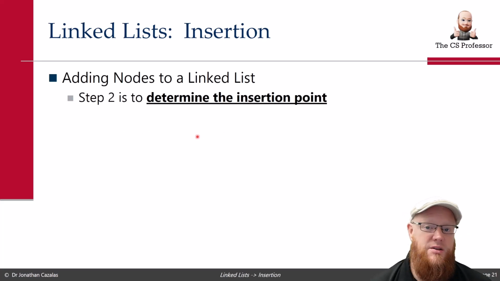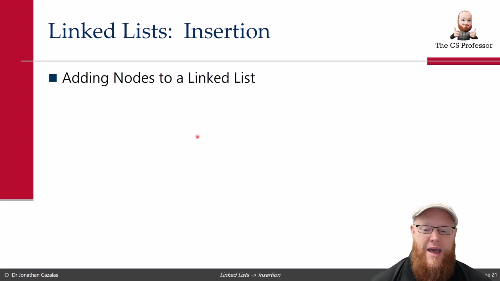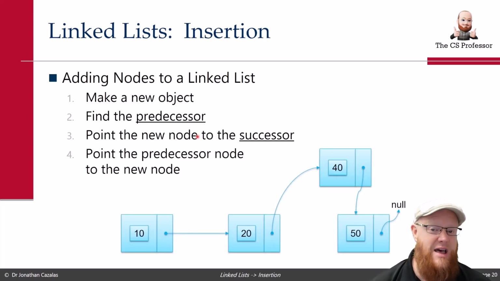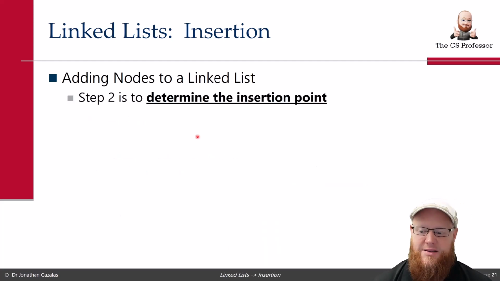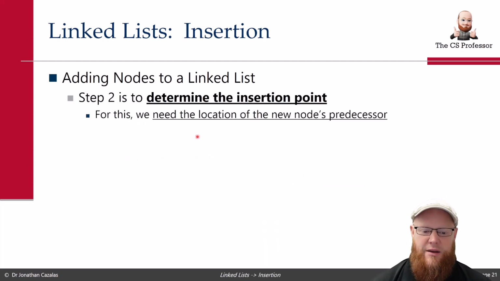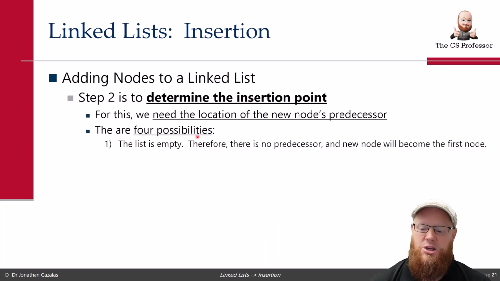Step 2 is really to determine that insertion point, right? Identifying where is that predecessor, which means what? We're going to be traversing. We need to traverse our list until we can find that predecessor, stop traversing, and make our insertion happen at that spot. So that's step 2, right? Which means we need the location of the predecessor.